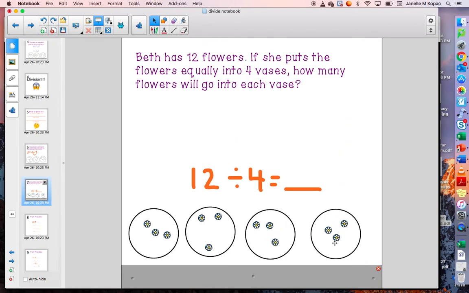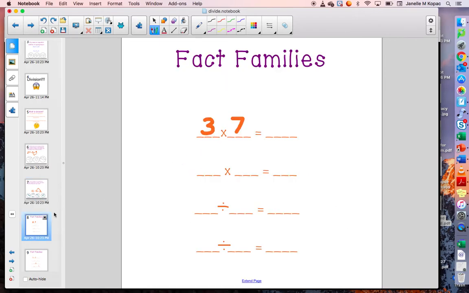Take a look at my 4 equal groups. Do you see how many is in each group? 12 divided by 4 equals 3. She put 3 flowers into each vase. And remember, 4 times 3 equals 12. They are a fact family. So let's look at some fact families.